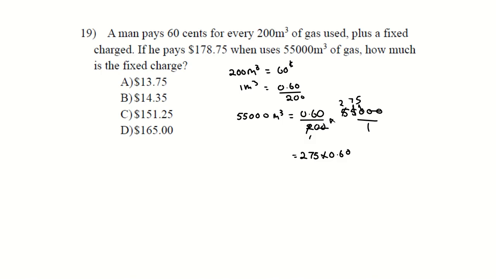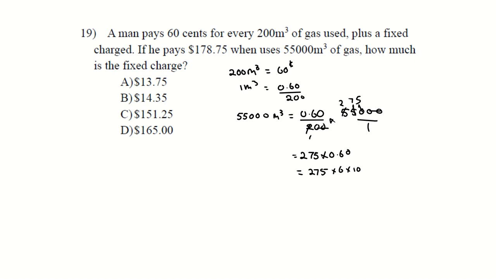Again, when you're multiplying decimals, you just remove your decimal point and multiply. So it'll be 275 multiplied by 60. When you are doing this, don't try to do it all at once. Think about it like this: 275 multiplied by 6 multiplied by 10. That makes it much easier.